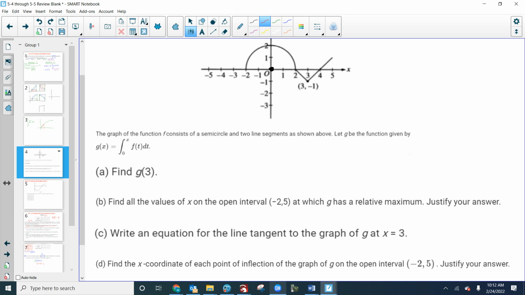Are we okay with G of 3? Yes? All right. Are you sure we did G of 3? Yeah, that's right. Okay, I remember. Pi minus a half, was it? Okay. All right. Now, G of 3 was pi minus a half.